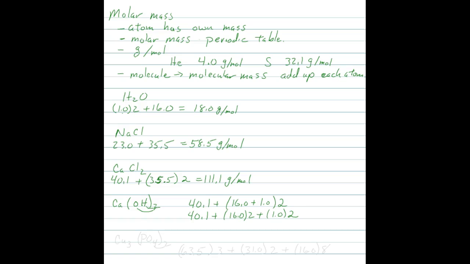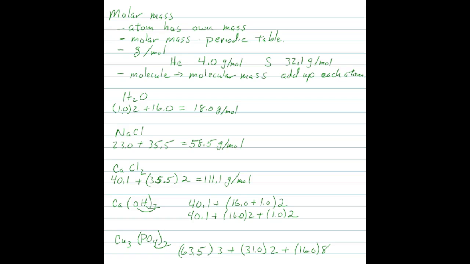If you have something like copper 2 phosphate, distributing would probably be the easier way to do it with a polyatomic ion. Here you have copper, which I think is 63.5, but I'm not sure, times 3, plus phosphorus, which is 31.0 times 2, plus oxygen, which is 16.0 times 4 times 2 is 8. And then combine those and put them together.